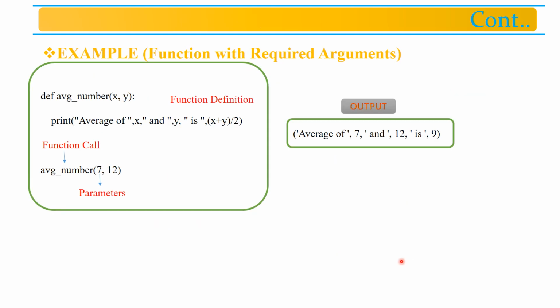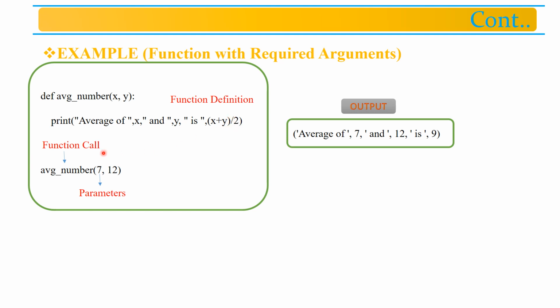Now we are going to see one example of each of the functions. This is an example of a function with required arguments. Here the function name is avg_number. I have passed two arguments, one called x and another one the y value. Now what I am going to do is print the average of this x value and this y value. The result is that I add these two, x and y, and divide by 2.